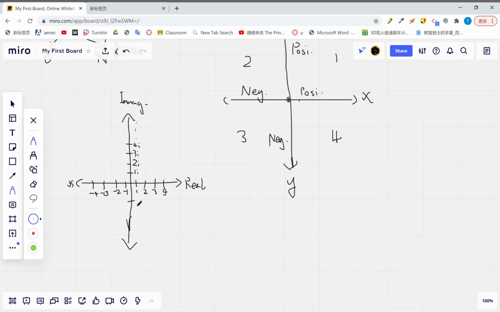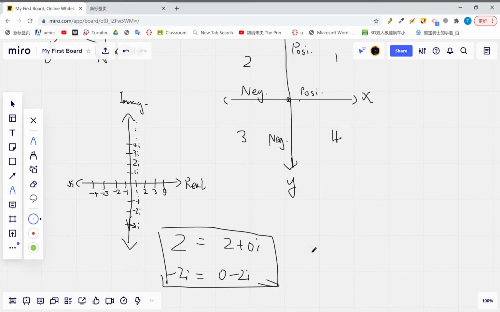And this is negative i, negative 2i, negative 3i. So basically, any number like 2 is just equal to 2 plus 0i. And negative 2i is just equal to 0 minus 2i. Which means that every number, any number x, is just an element of the complex numbers. Okay?